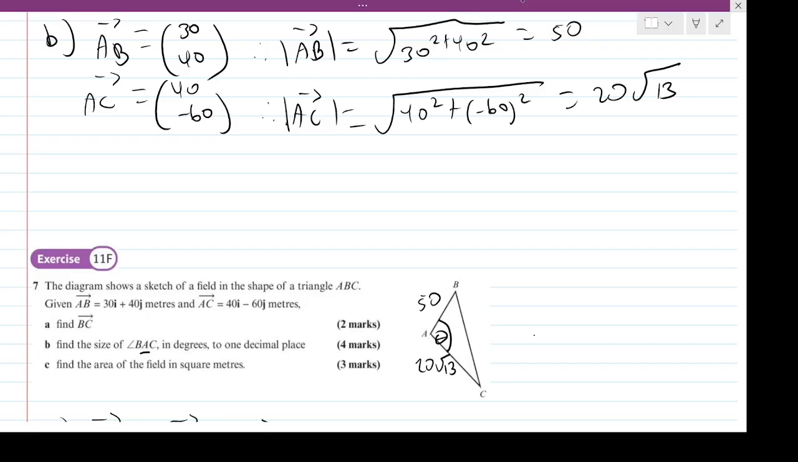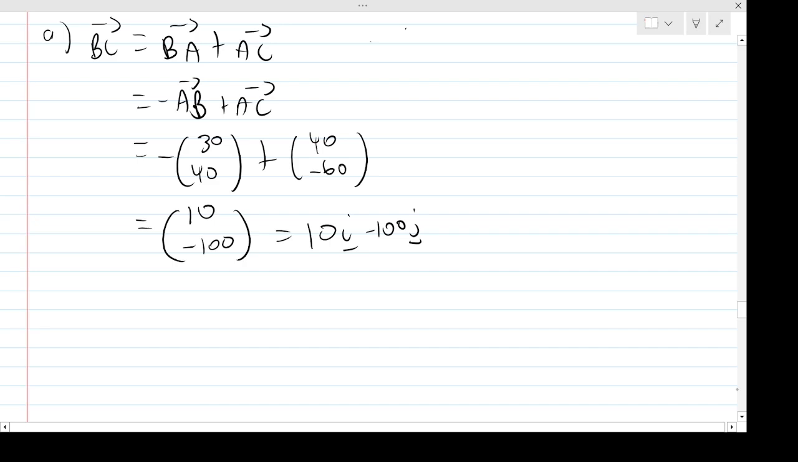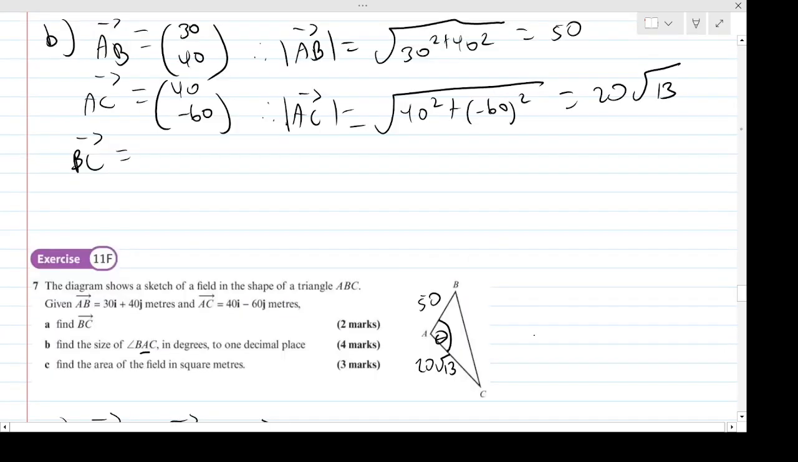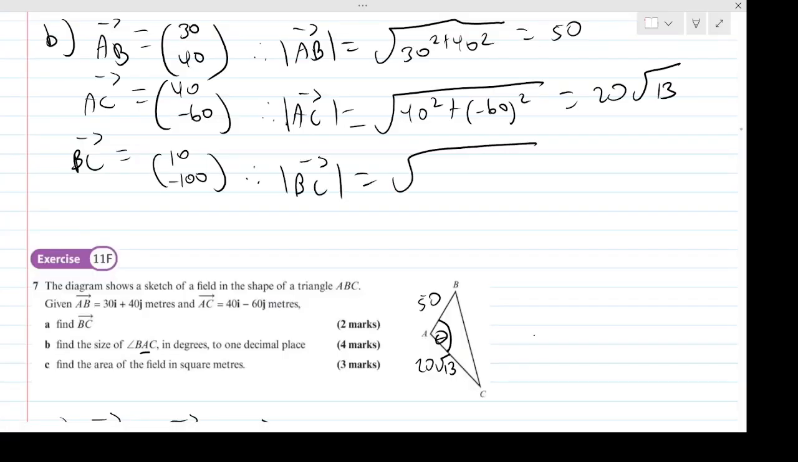Okay, then the remaining side is BC, right? Well, that's what we found in part A. The vector BC is 10 minus 100. So therefore the length of BC is going to be root 10 squared add minus 100 squared, which would be 10 root 101, okay? Cool, so now we've got all three lengths.